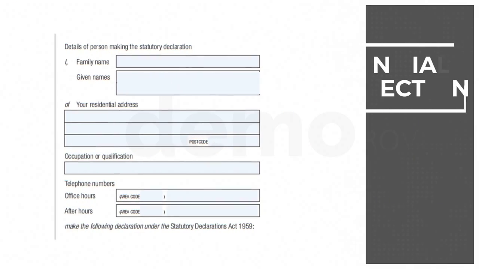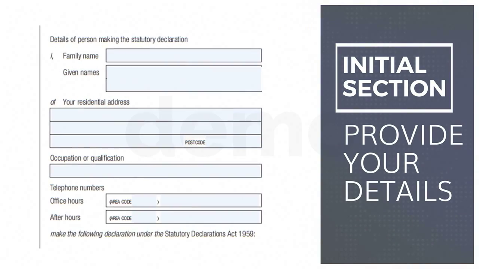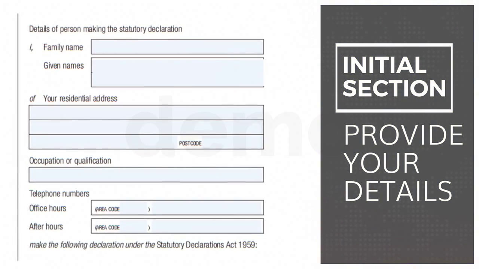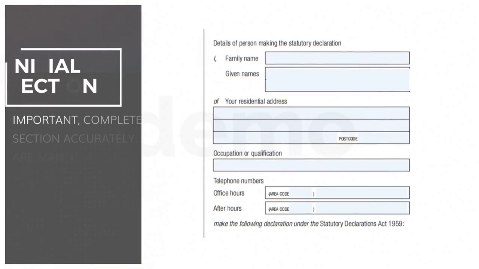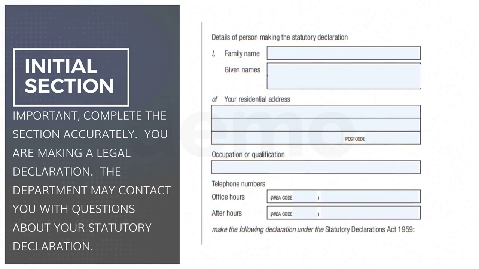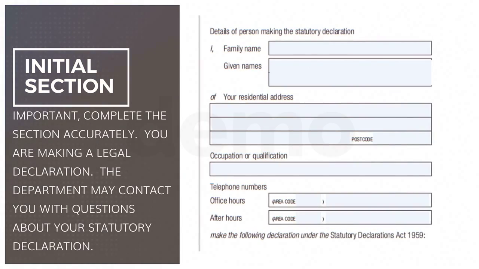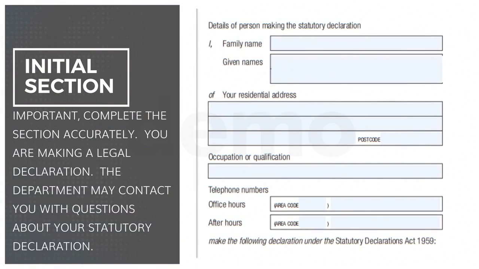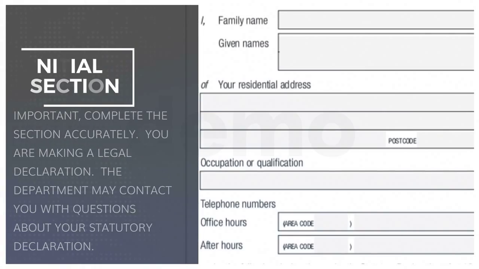Taking you through the Form 888 itself, you'll see from that document that you're asked to provide details of yourself, including your family name and any given names, as well as your residential address, your occupational qualification, and a contact phone number. It's really important that you complete this section of the form as accurately as possible, as by completing the DIPB Form 888, you are actually making a legal declaration under the Statutory Declarations Act 1959. Additionally, the department may also contact you on any phone numbers that you provide with a view to asking you questions about your statutory declaration in due course.